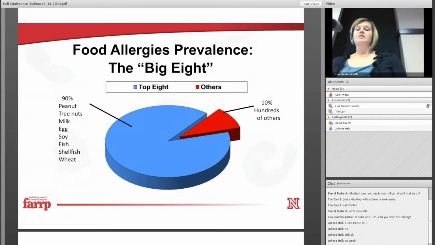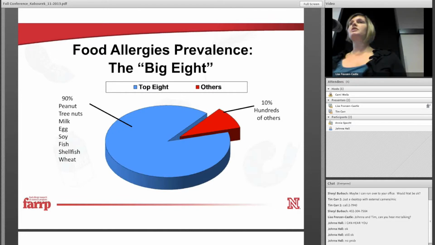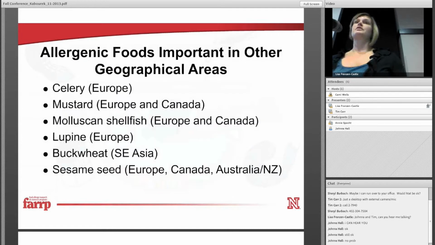This is just our pie chart to give you an idea. There's probably over 200 foods now. The 160 number came from one of the professors here at the university. They went through all the data and documented all the foods that have been mentioned in the medical literature. So that's where we're at. And that was about 20 years ago, so I'm sure the number is higher than that.